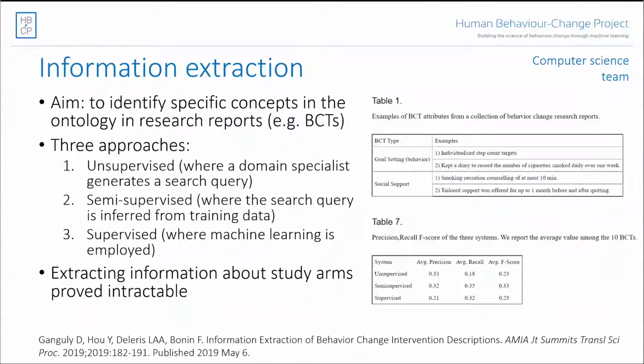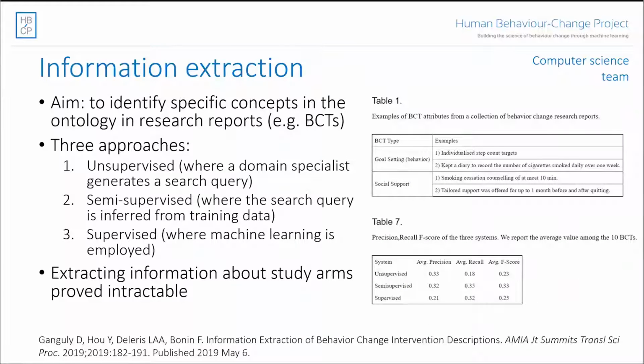We can use an unsupervised approach, where a domain specialist generates a search query, semi-supervised, where it's been inferred from the training data, and supervised, where machine learning has been employed. And the first part of the Human Behavior Change project with the computer science team used a lot of supervised approaches, and you can see on the right there the types of attributes that were being identified from the research reports on behavior change, and then also the performance of that system.